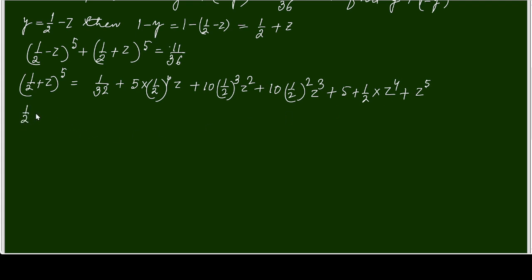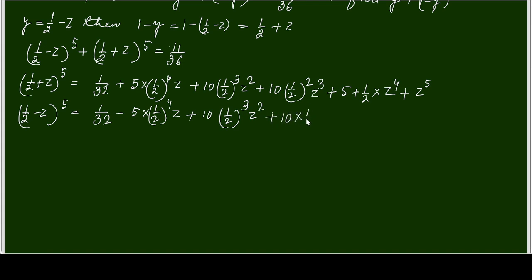Next, (half minus z) to the power 5 will have alternately positive and negative signs. So 1 by 32 minus 5 into 1 by 2 z plus 10. If you understand well, you can skip this step and directly write the result taking the plus and minus signs. This should be negative, then positive 5 by 2 z to the power 4 minus z to the power 5.